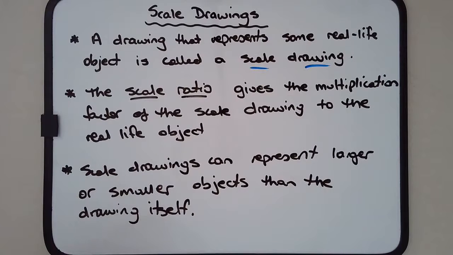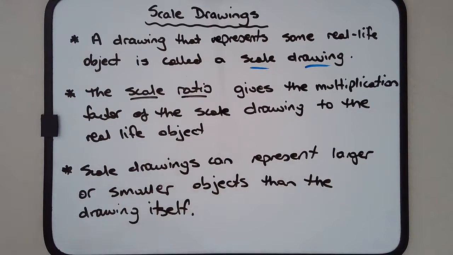So, one centimeter on the drawing could represent 1 meter in real life. Okay, that's what we mean by the scale ratio. And scale drawings can represent larger objects, which tends to be the more common examples that we see, but not always. They can also represent smaller objects than the drawing itself.